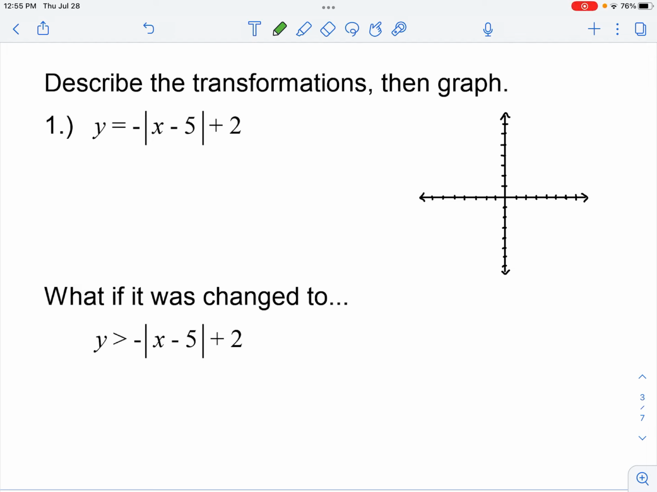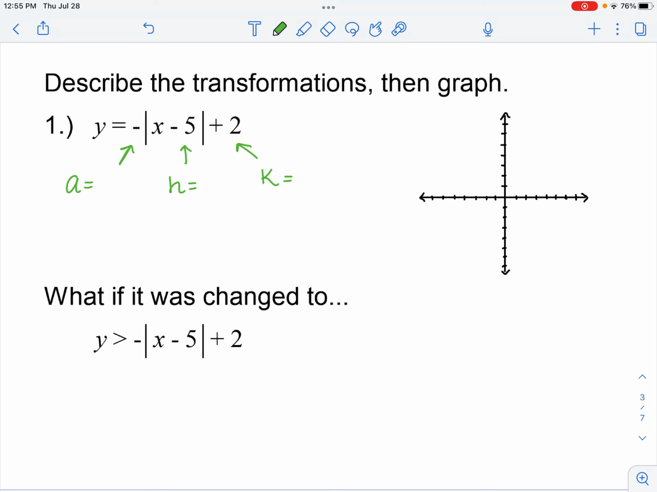Let's take a look at how to identify the vertex, describe the transformations, and then create a graph of an absolute value function. Okay, so taking a look at y equals negative absolute value of x minus 5 plus 2, the first thing I want to do is try to identify what's the a, what's the h, and what's the k.